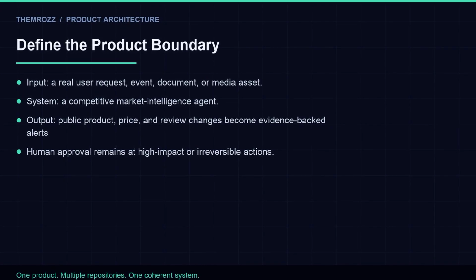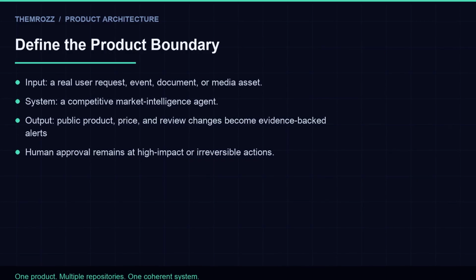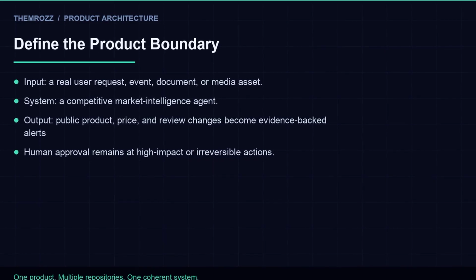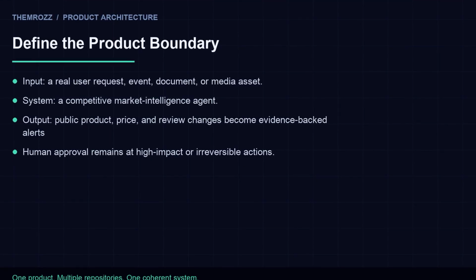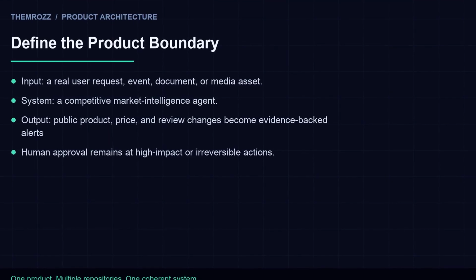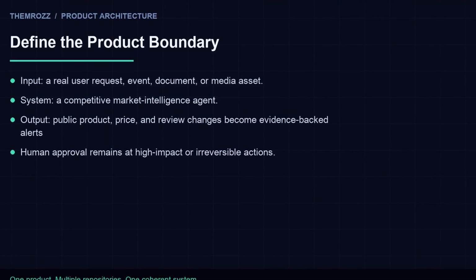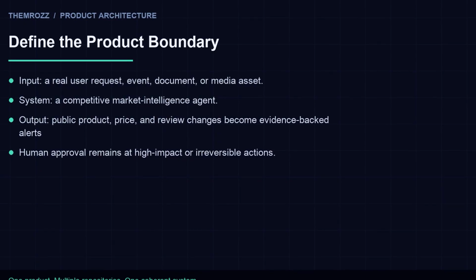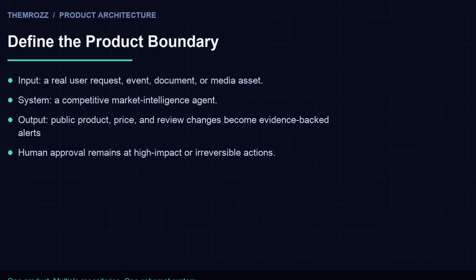The input boundary is simple: natural language queries about product, pricing, or review changes. The output is always a verified alert package: structured data, evidence artifacts, and an executive summary. Inside the architecture, browser use handles web automation at scale, acting as the eyes of the system.